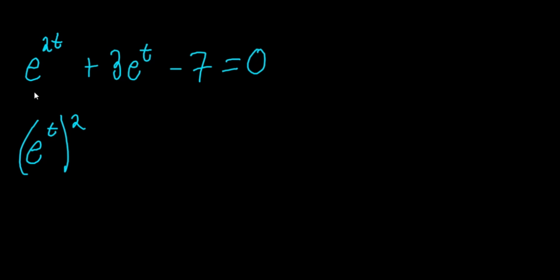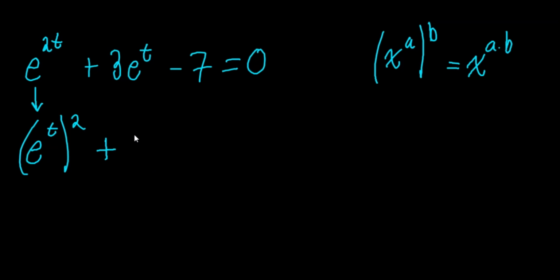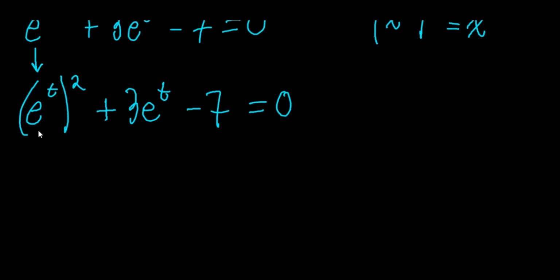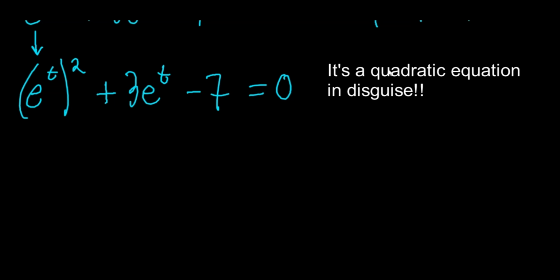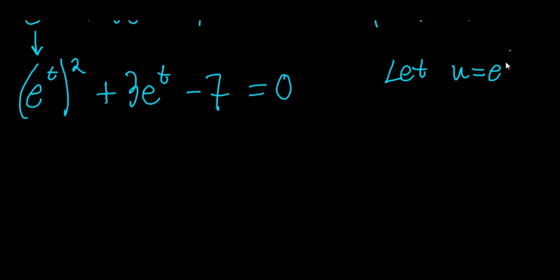And the way I'm able to go from here to here, remember the exponent law, x to the a raised to the b power is equal to x to the a times b. So e to the 2t is equal to e to the t raised to the second power, plus 3e to the t minus 7 is equal to 0. Okay, so look at what we have here. We have a thing squared plus a constant times that same thing but not squared, plus another constant, in this case minus a constant. Let's say we let u equal e to the t.